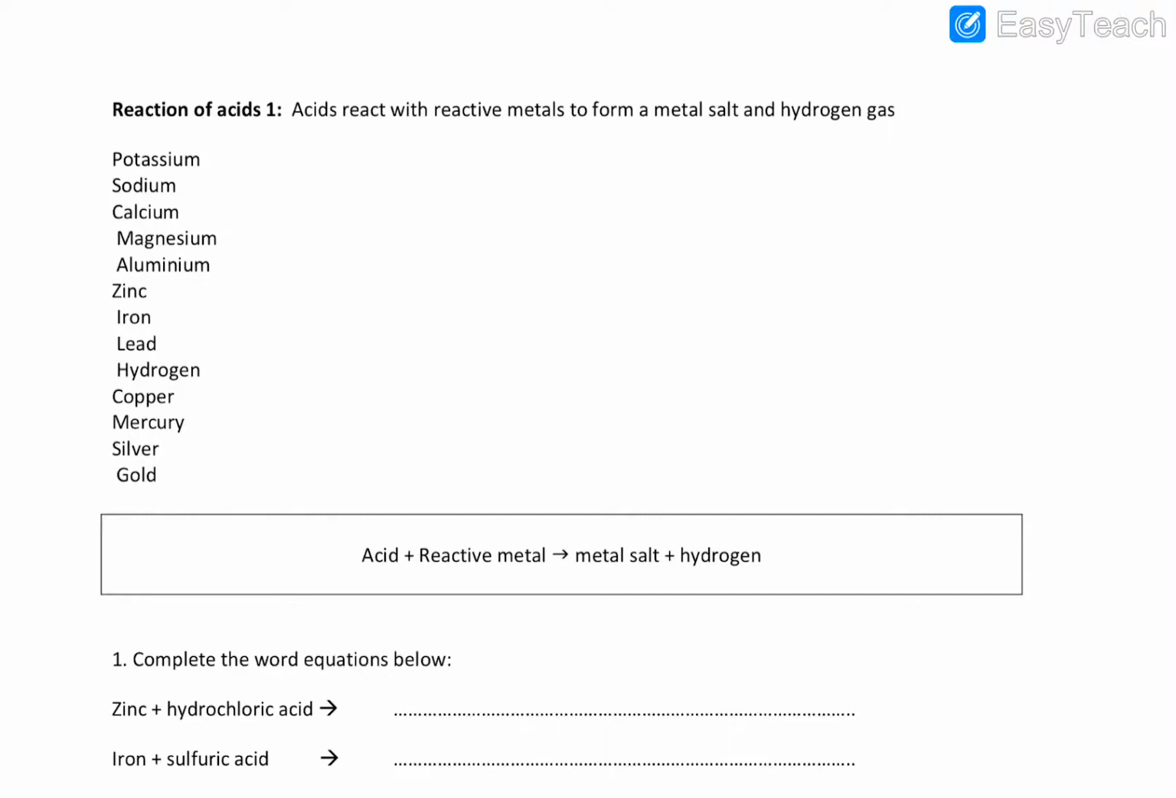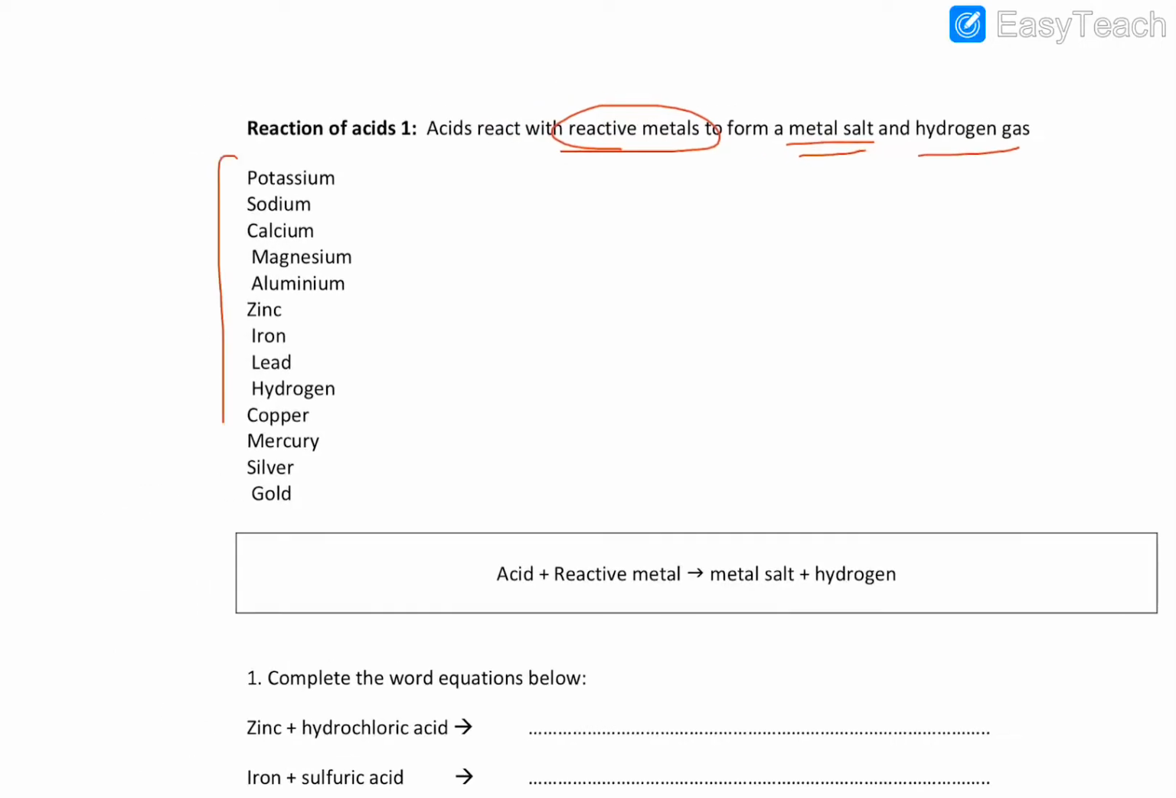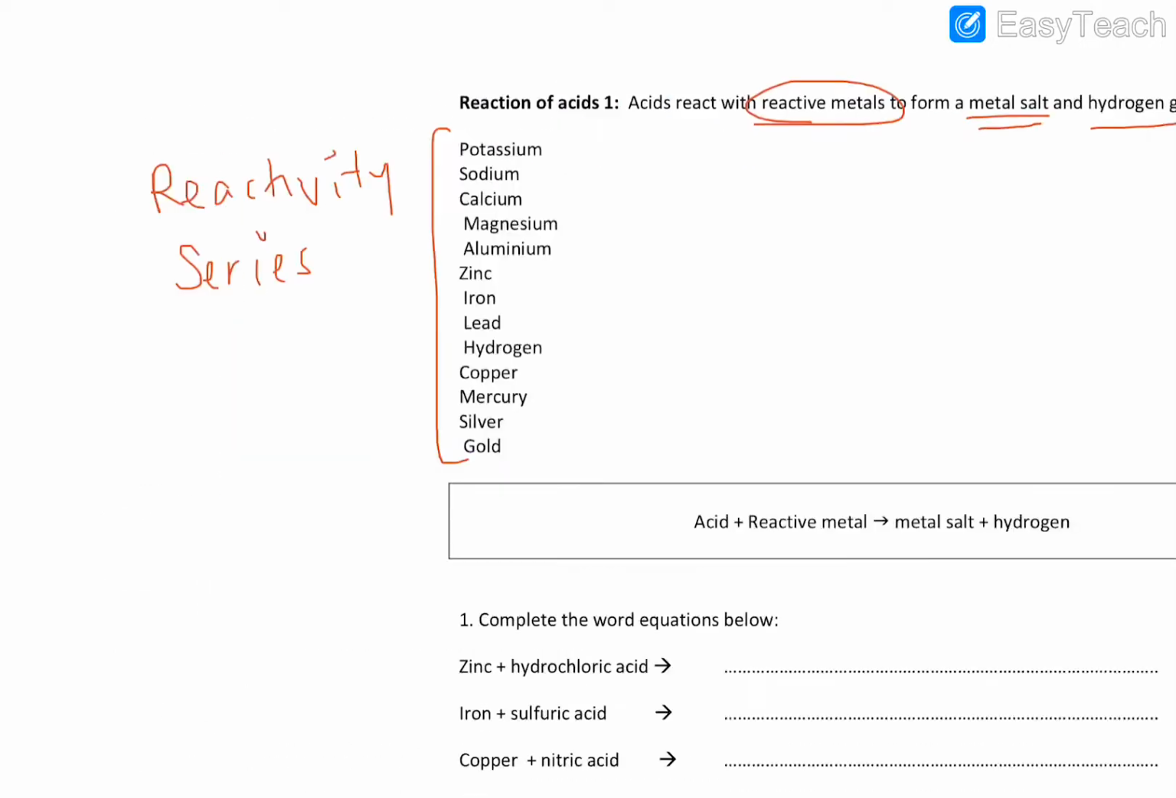Now let's see the reaction of acids. Acids react with reactive metals to form a metal salt and hydrogen gas. This is called the reactivity series. This series ranks the metals in order of reactivity, with the most reactive on top and the least reactive at the bottom. And this reactivity series tells you which metals will react with acids.